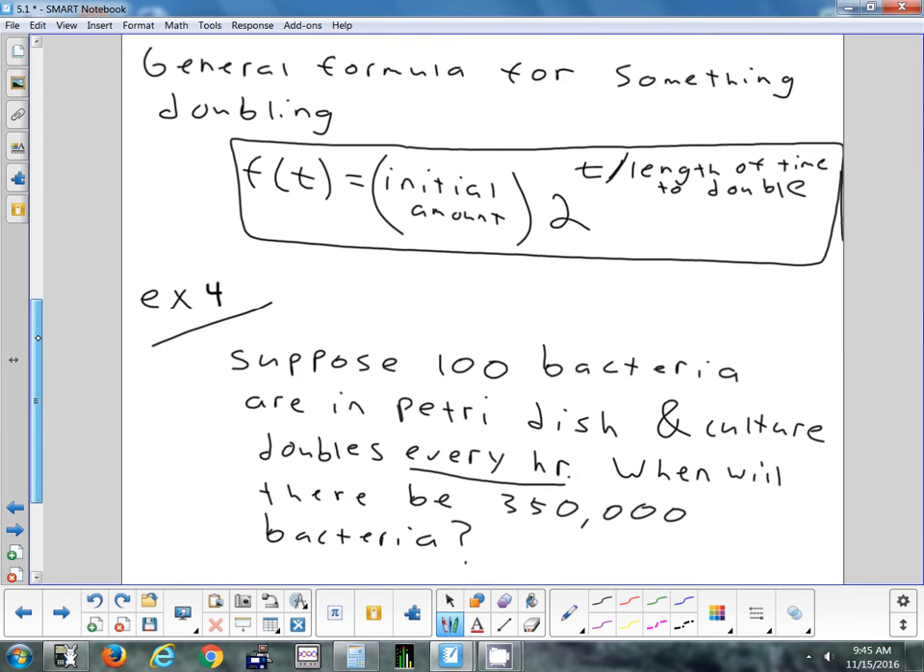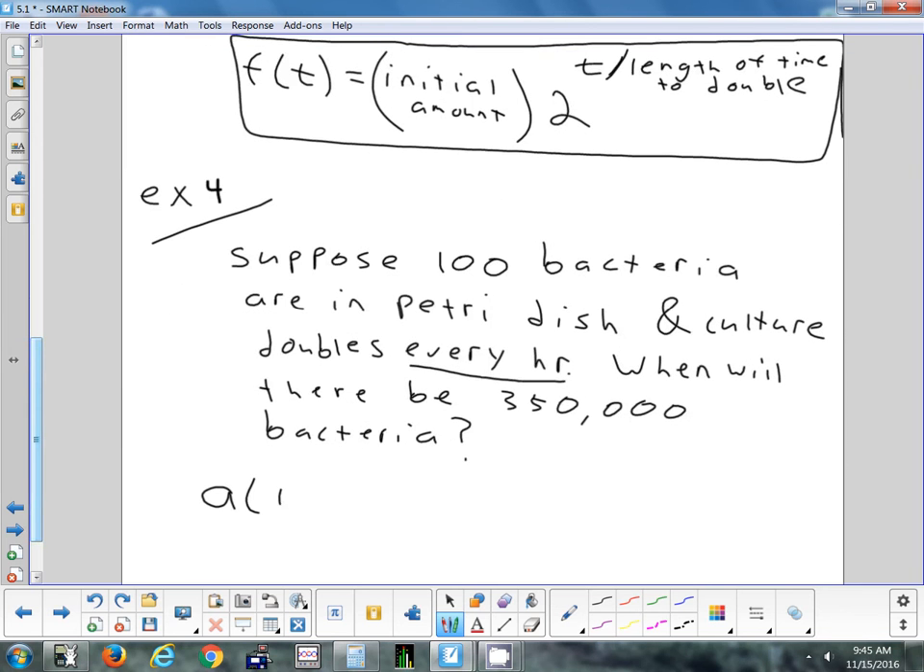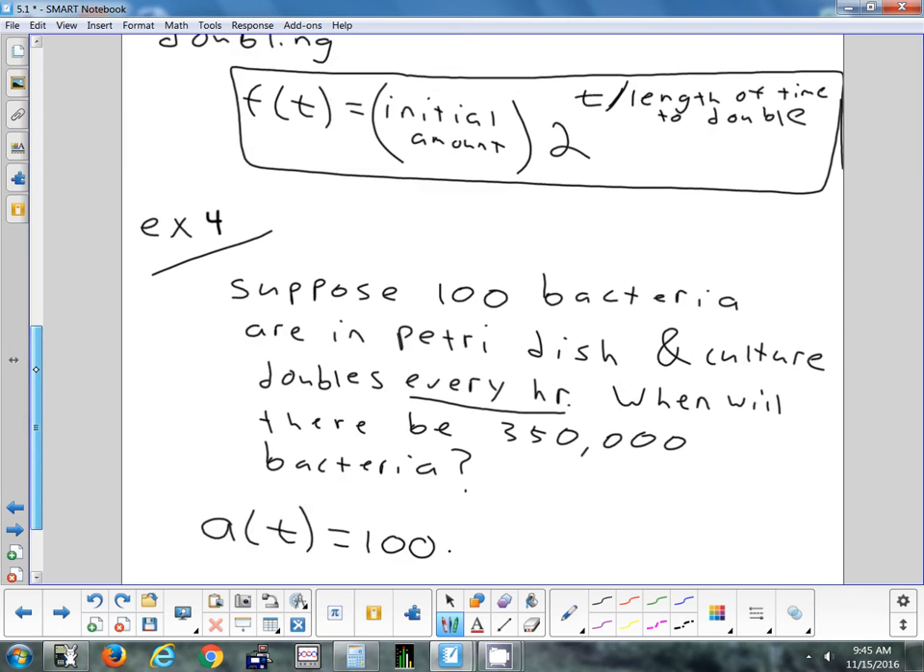Any questions on that? So that's exponential functions, and that's it. So we've wrapped those up, and we'll finish our last kind of function tomorrow, which is logarithms.